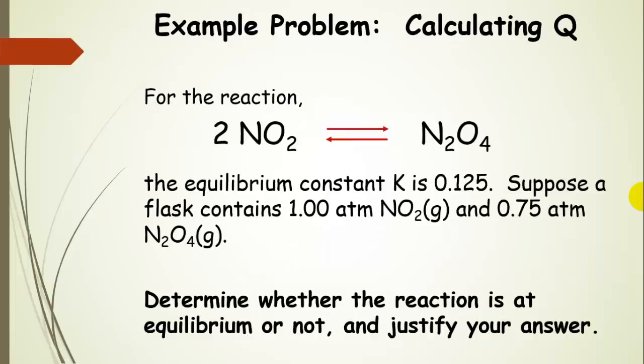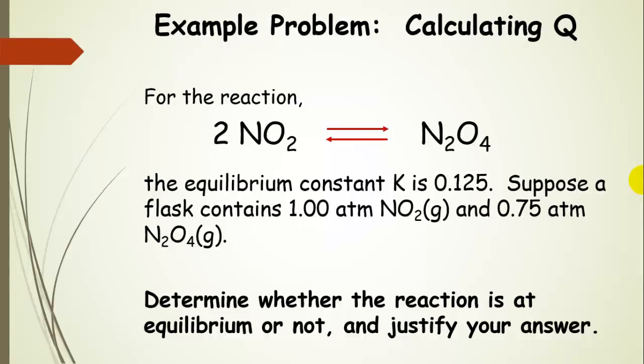Okay, so let's do an example problem. We have our reaction where nitrogen dioxide dimerizes, forming dinitrogen tetroxide. And we know our equilibrium constant, K, is equal to 0.125. Now, we are given some reaction conditions. We have 1 atmosphere of nitrogen dioxide and 0.75 atmospheres of dinitrogen tetroxide. We want to figure out whether this reaction is at equilibrium or not, and then we're going to justify our answer.